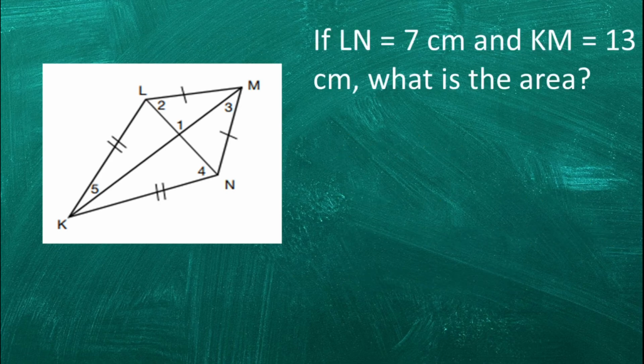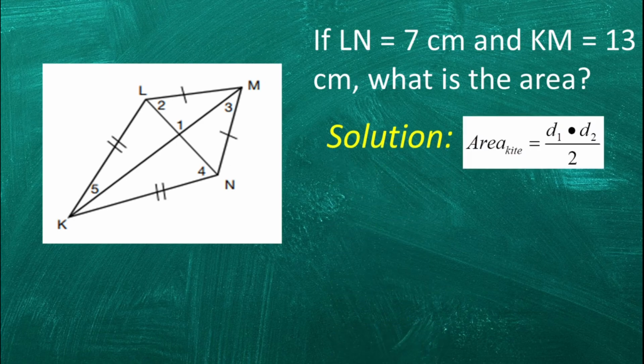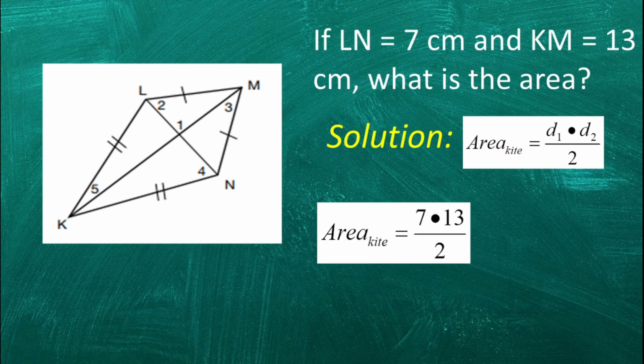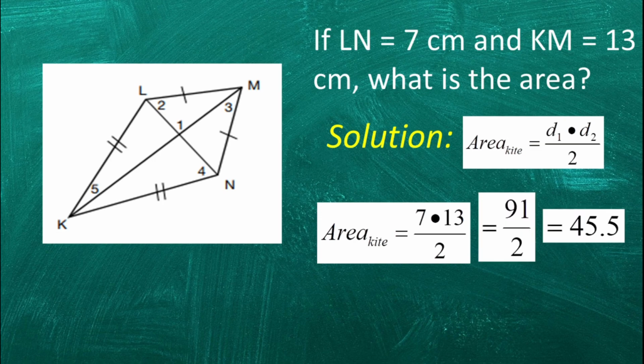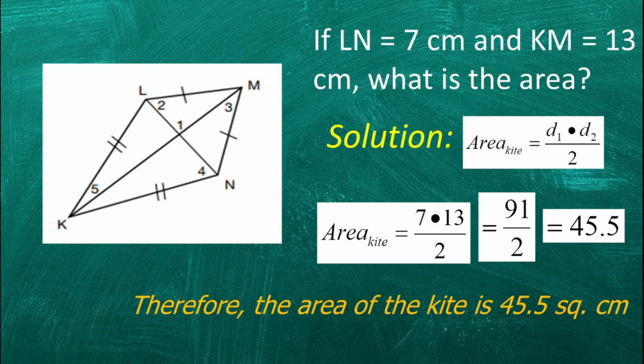For our last example, if LN is equal to 7 centimeters and KM is equal to 13 centimeters, what is the area? So we are given the length of our diagonals. We know that by theorem number 6, the area of the kite is equal to the product of the diagonals, all over 2. So area of the kite is equal to 7 times 13 divided by 2, and that is 91 divided by 2, which is equivalent to 45.5. Therefore, the area of the kite is 45.5 square centimeters.